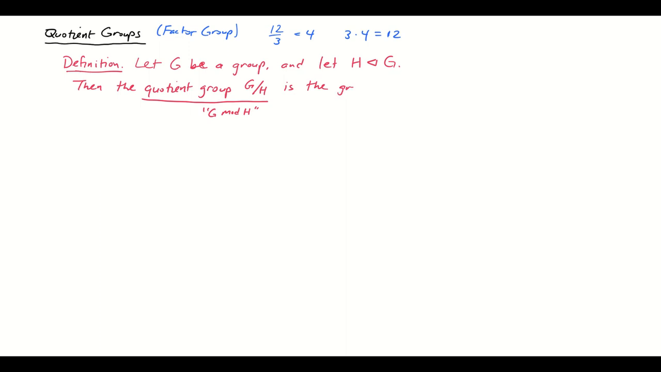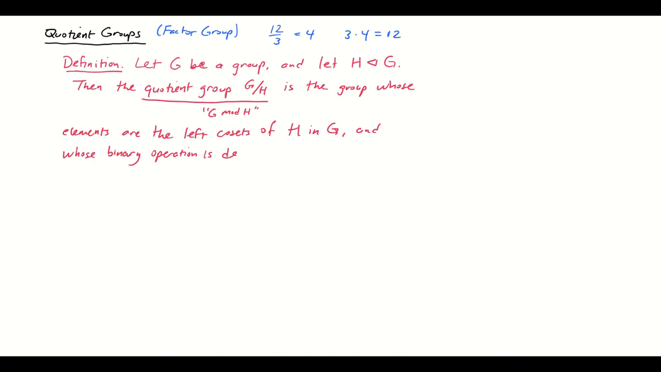is the group whose elements are the left cosets of H in G, and whose binary operation is defined by aH multiplied by bH is the set that I get by multiplying elements of those two cosets together. Okay, so that's my definition.